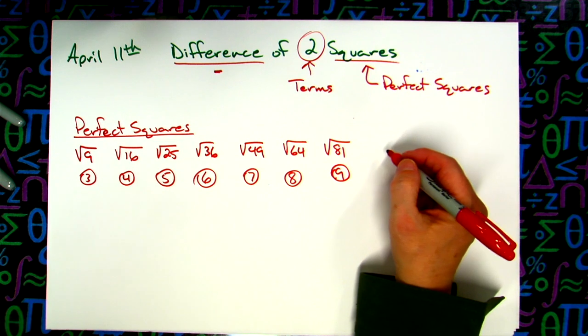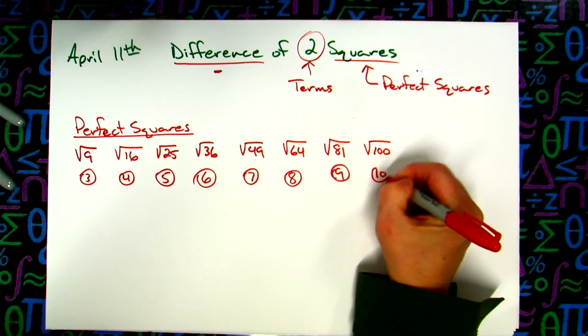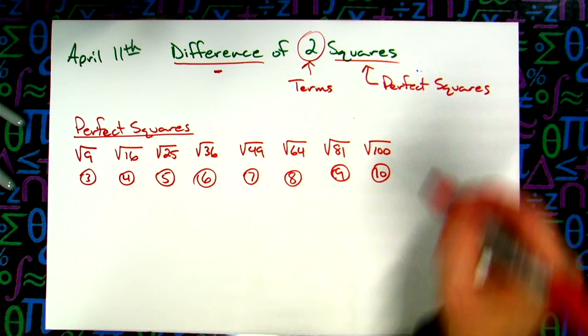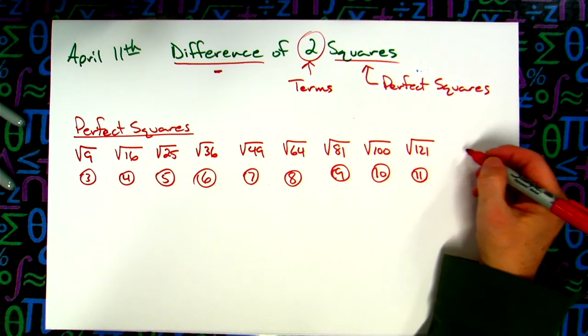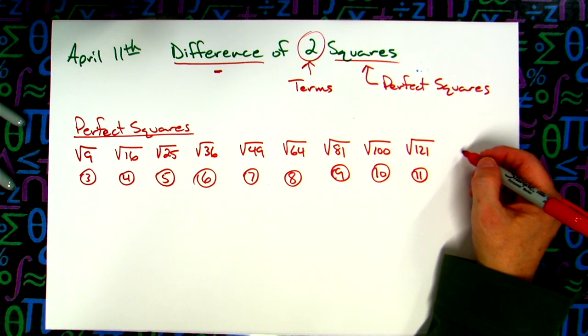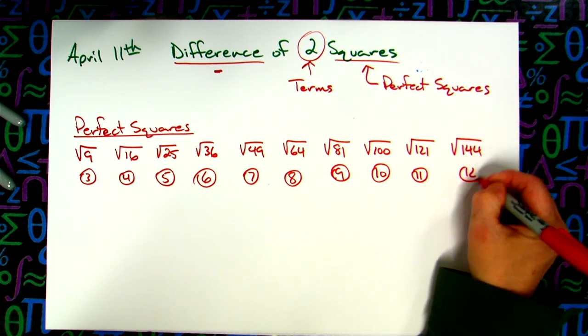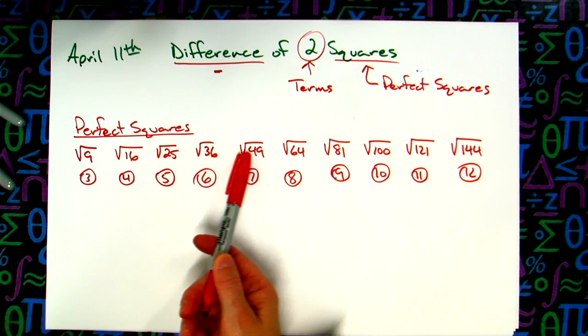Can we do the next one? 100 is the next one. Now, who can do the next one? 121, because that's 11. We ought to at least be able to go one more. Close. 144. Square root of 144, and that's 12. These numbers are perfect squares.